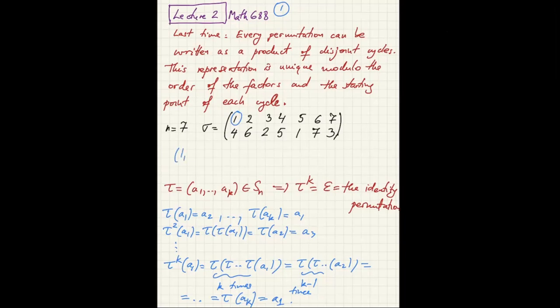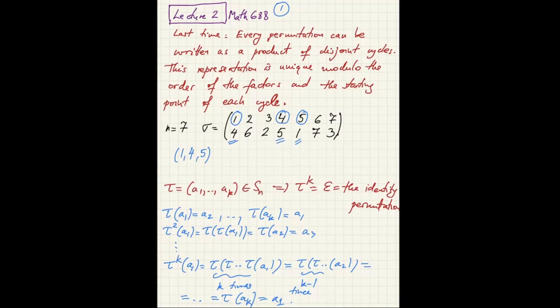So that's mapped to 4, and then follow where 4 is mapped by our permutation. 4 is mapped to 5, and then 5 gets mapped back to 1. So we have this cycle 1, 4, 5 inside our permutation. And did we exhaust all the elements in the set 1 to 7? No, there are still others that we haven't touched.